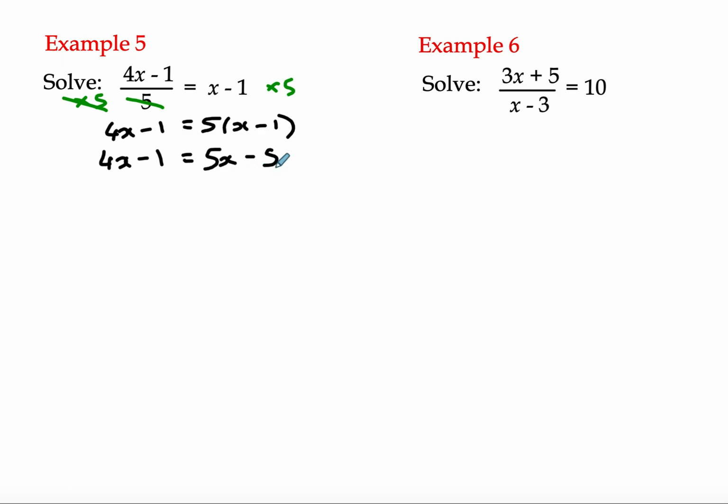So we've got an equation here with variables on both sides. If you're eagle-eyed, you'll notice that the 5x here is a larger term than the 4x, so we could swap them round.